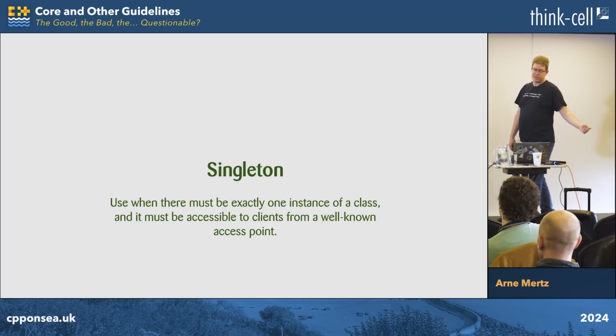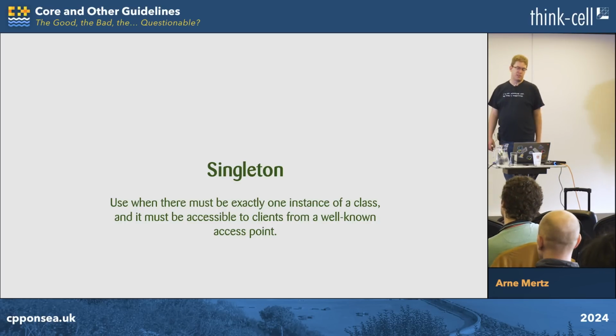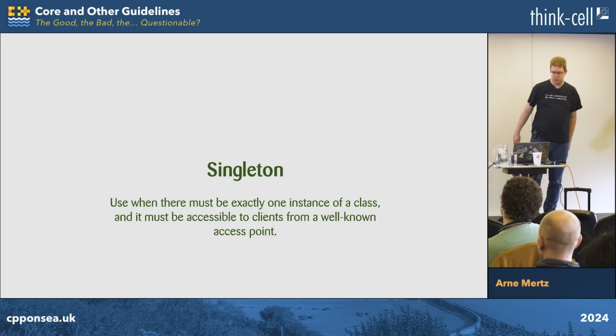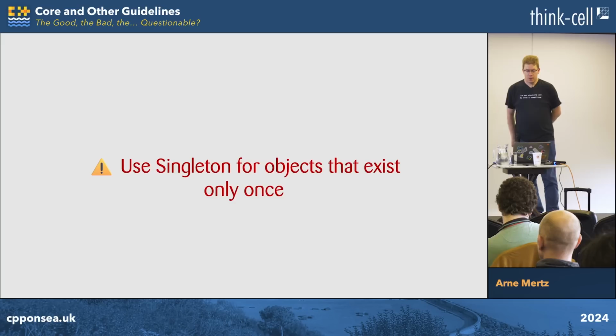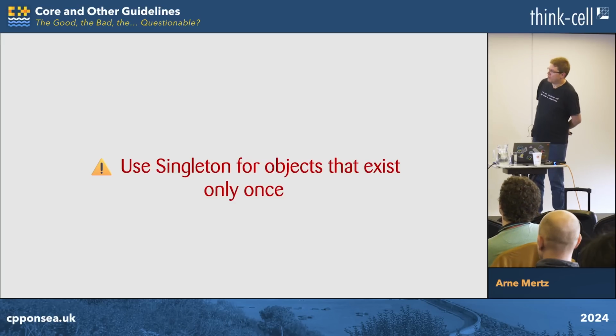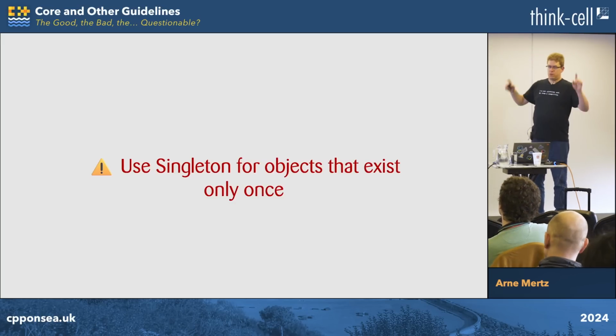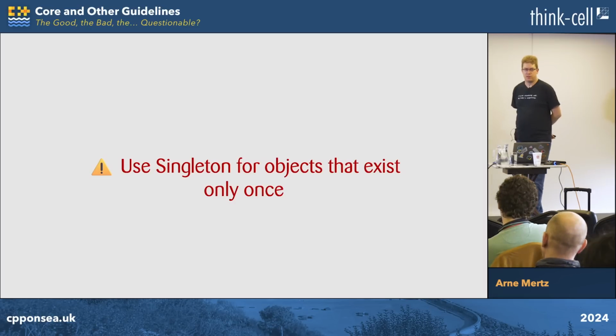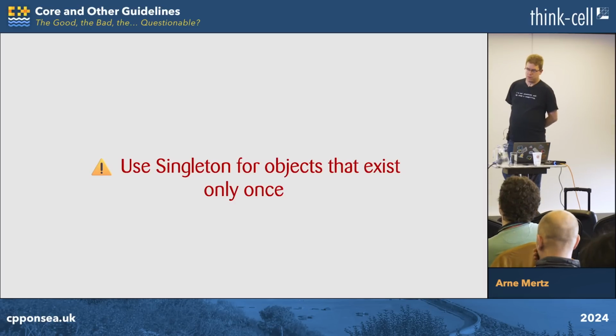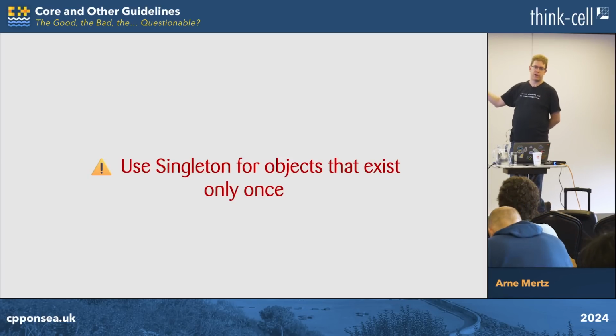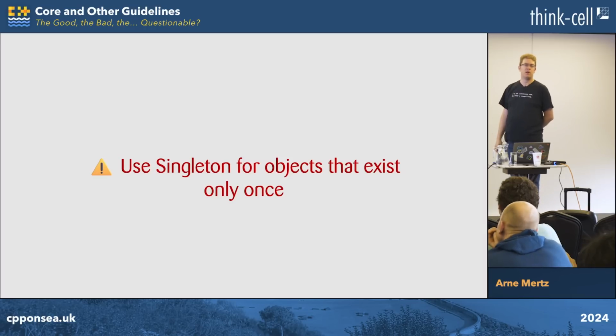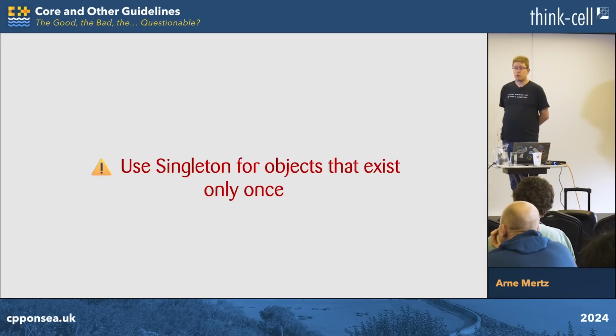Use it when there must be exactly one instance of a class and it must be accessible to clients from a well-known access point. Just some global static function, get instance or whatever. This is a bit different than use singleton for all objects that exist only once, right? My quote randomizer service exists only once. I instantiate it somewhere in main or somewhere in my domain core, and it lives there forever or until the domain core gets deleted. But I don't make it a singleton because I don't need global access.